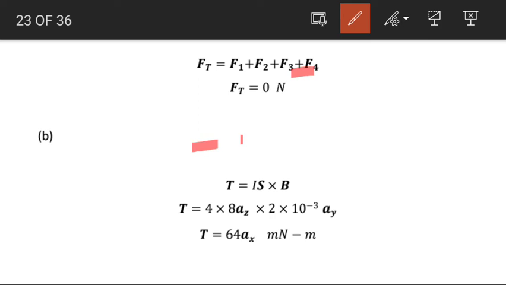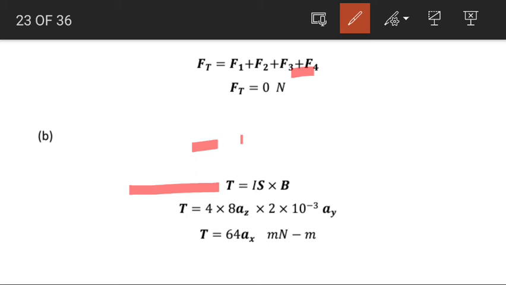We calculate the torque on the loop with the help of this particular equation, T = I S cross B. We know that S is the area of the loop. If you calculate the area of the loop, it is 8. The unit vector which is normal to the area is az.